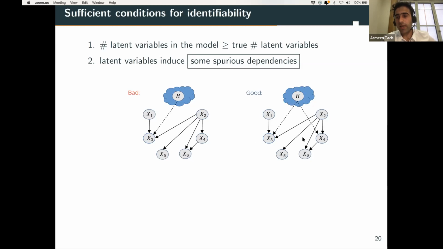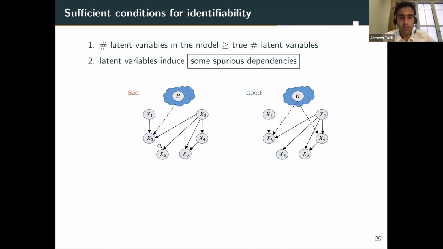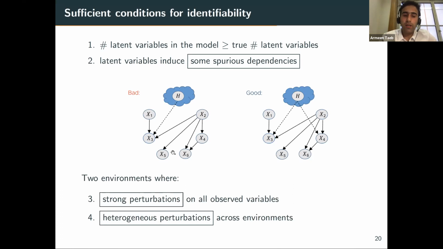Now, this is far weaker than a dense latent effect assumption where you want this H to affect every one of the variables. Okay. Additionally, we require two interventional environments where there are perturbations on the observed variables and that the perturbations are heterogeneous enough. There's enough diversity in the data to exploit to identify the model.